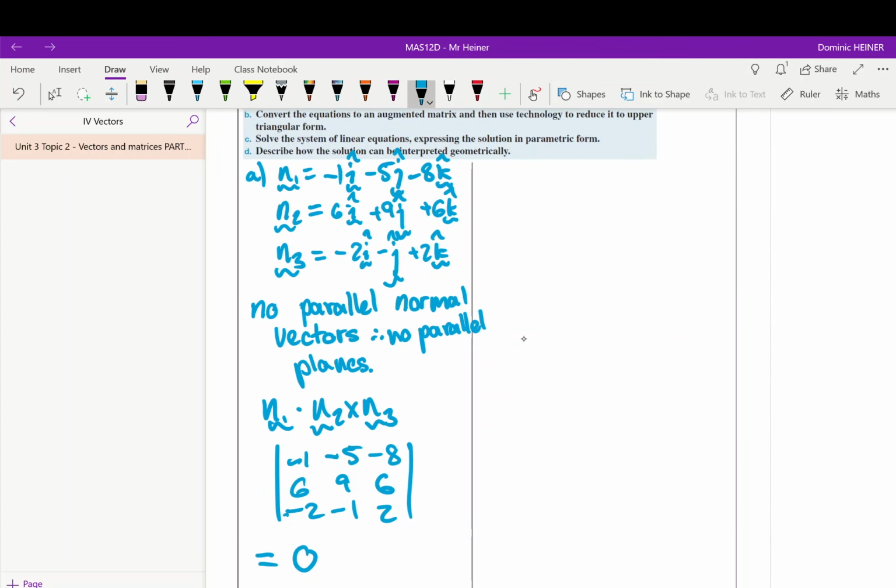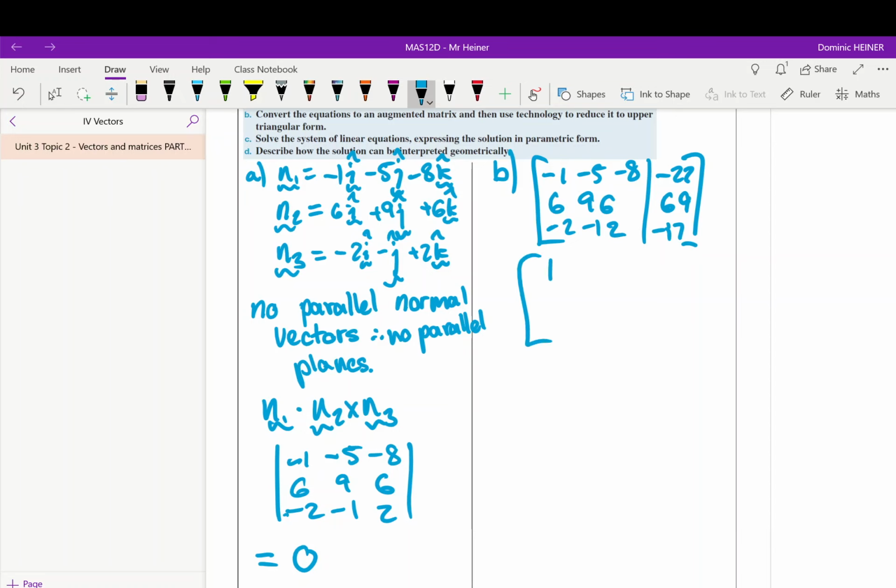To determine that, we're going to look at part B. And so the matrix that we're going to try and reduce here is -1, -5, -8 is equal to -22. 6, 9, 6 is equal to 69. And then -2, -1, 2 is equal to -17. So using technology to reduce that, we get 1, 0, 2, 0, 1, 2, 0, 0, 0, and that is 7, 3, 0. So how to interpret this? It means that x plus 2z is equal to 7, and y plus 2z is equal to 3.